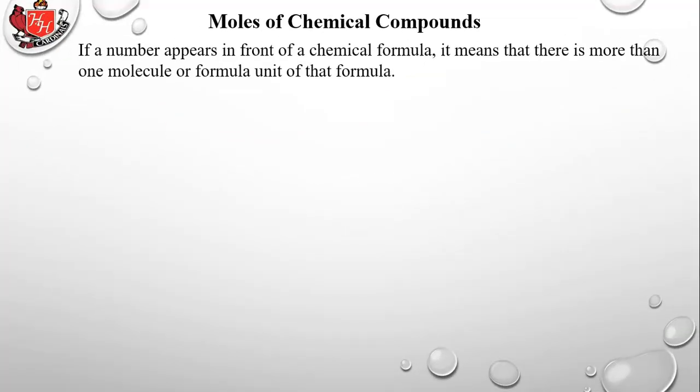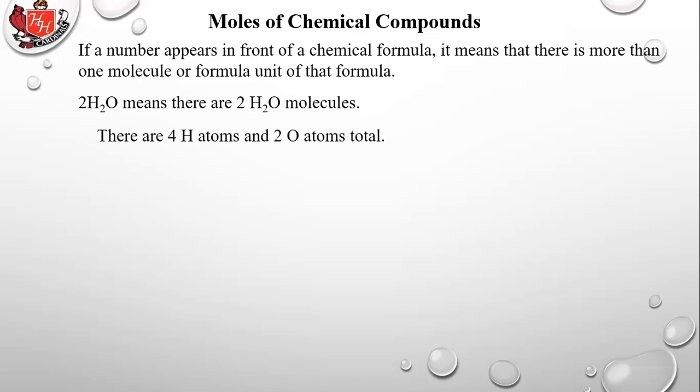If a number appears in front of a chemical formula, it means that there is more than one molecule or formula unit of that formula. So here's 2H2O. That means you have two water molecules, two H2O molecules. So in all, you would have a total of 4 hydrogen atoms and 2 oxygen atoms. What does that mean you do? It means you take that coefficient, the number out in front, and you multiply that 2 by the 2 subscript of H, and that would give you 4 hydrogens. And you take that 2 and you also multiply it by the 1 subscript of O, and that will give you 2 oxygen atoms.